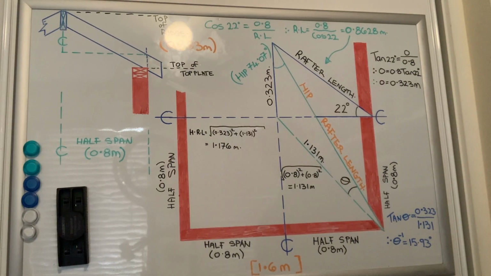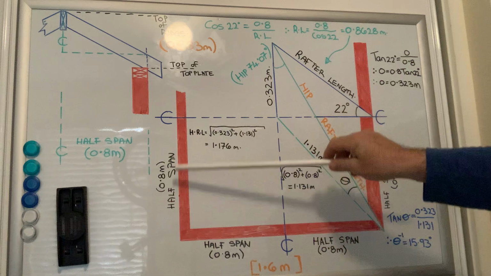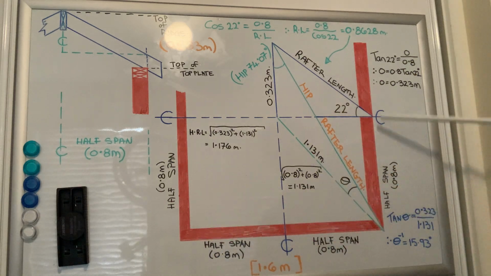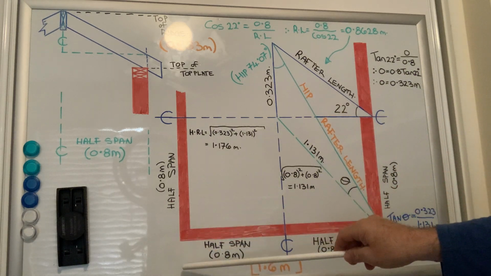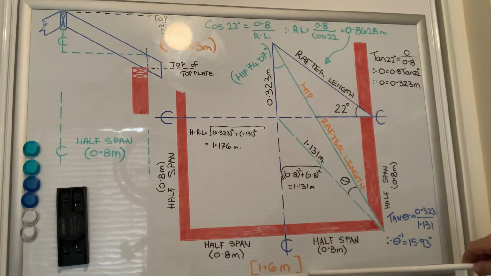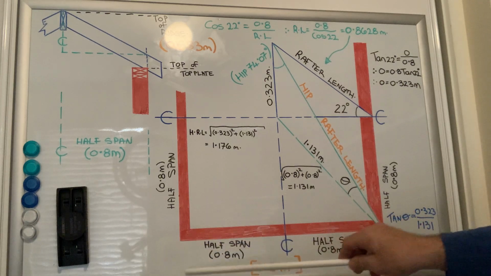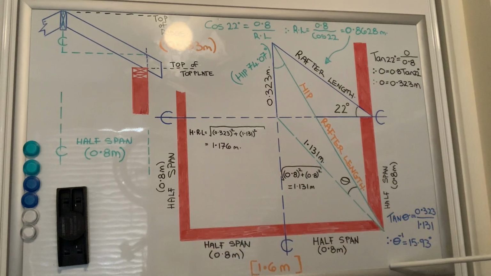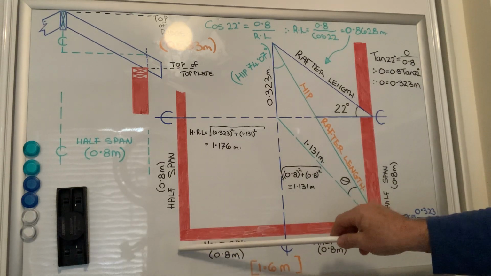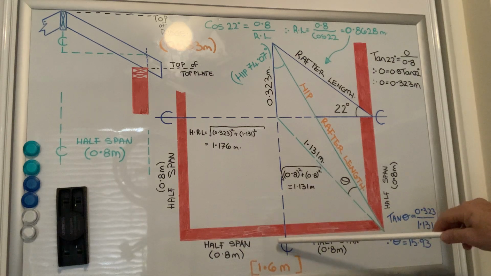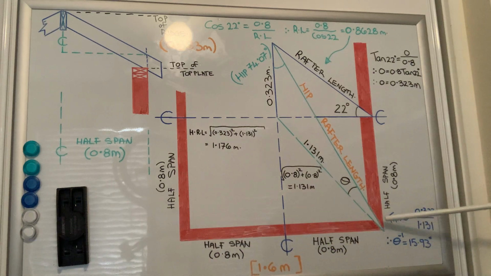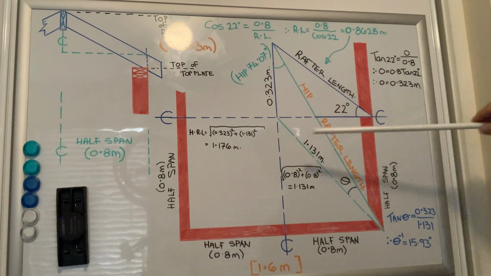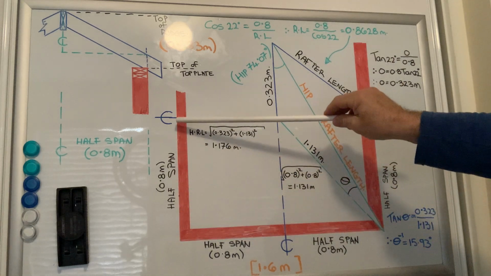Today we're going to be looking at calculating a rafter length and a hip rafter length. Here I've got an example of a top plate that I've nominated with a width to the building of 1.6 meters. So from the external part of the frame to this external part of the frame is 1.6 meters, which gives us a half span of 0.8, another half span of 0.8, then I come up 0.8 half span, and I come up another 0.8 half span.